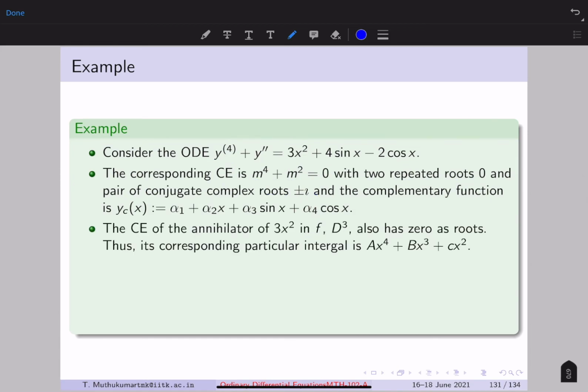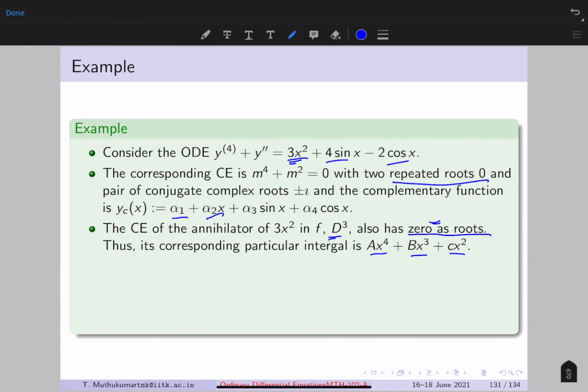Now we use the annihilators of these functions individually, right? And if we use them, so 3x square has the annihilator D cube, which has 3 zero roots. So already there are 2 repeated 0 roots from here, and then there are 3 zero roots coming from here. Okay, so that is 3 zero roots, and there are already 2 here, so 1 and x are taken. You start with x square, x cube, x power 4. Okay, coming from these 3 zero roots.